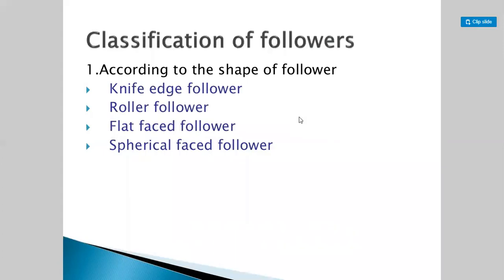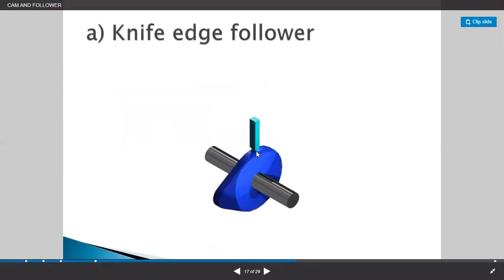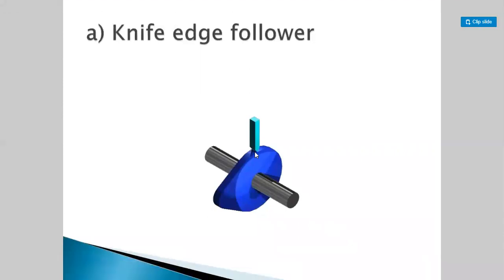Classification of followers. Different types of followers are available according to the shape of the follower. First is the knife edge follower, where the edge has a point contact with the cam. Due to the point contact, the pair is called a higher pair.